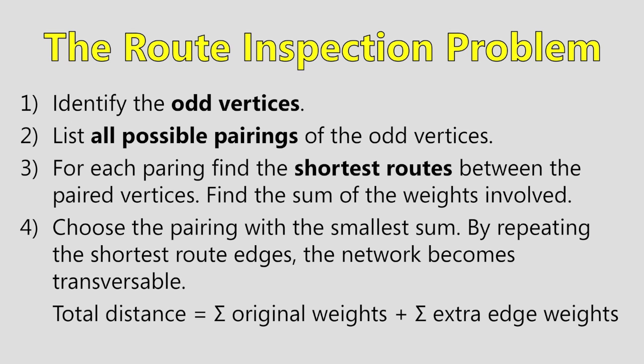Find the sum of the weights involved. Number 4, choose the pairing with the smallest sum. By repeating the shortest route edges, the network becomes traversable. The total distance is the sum of the original weights plus the sum of the extra weights.